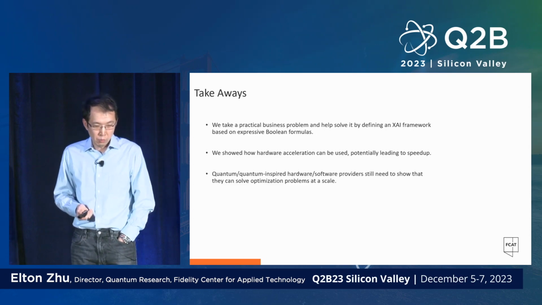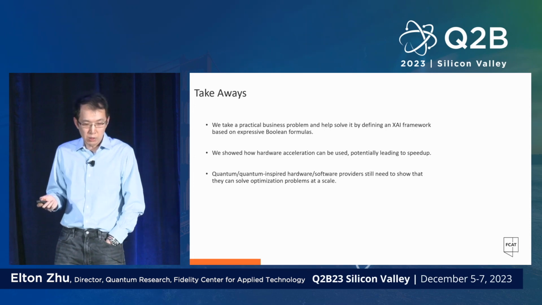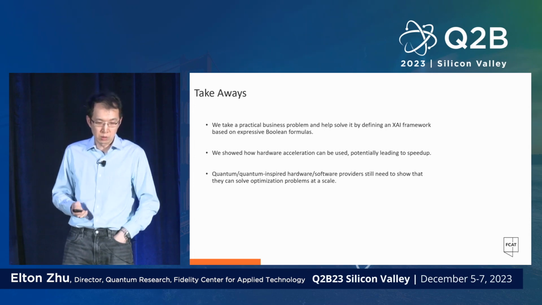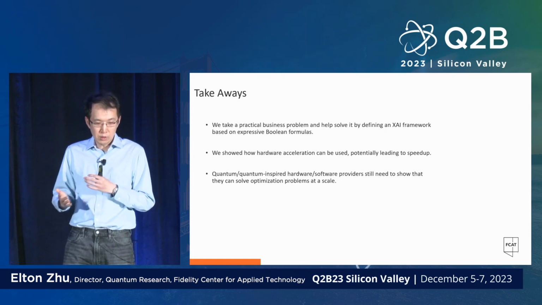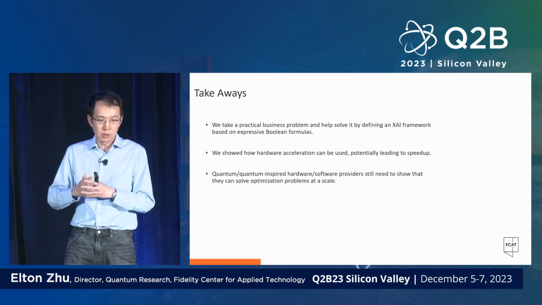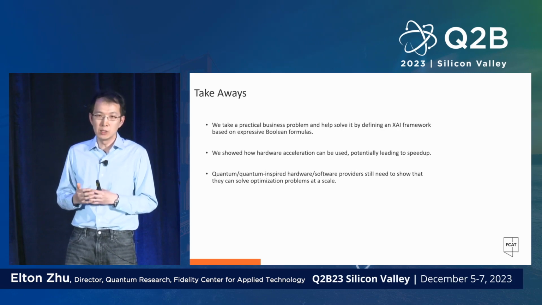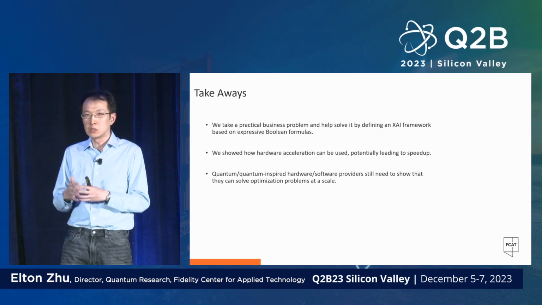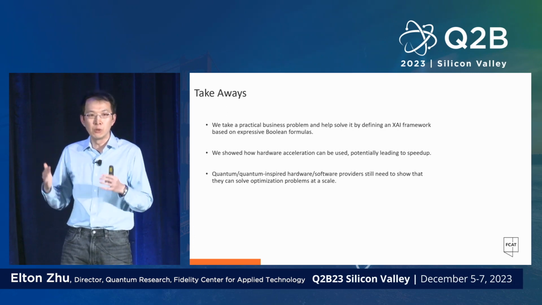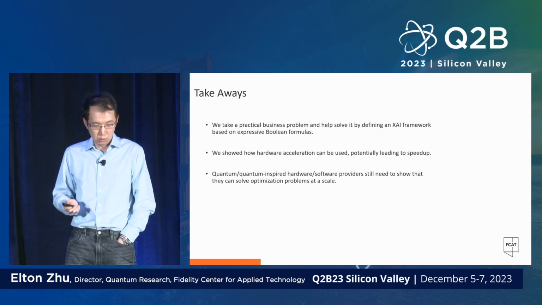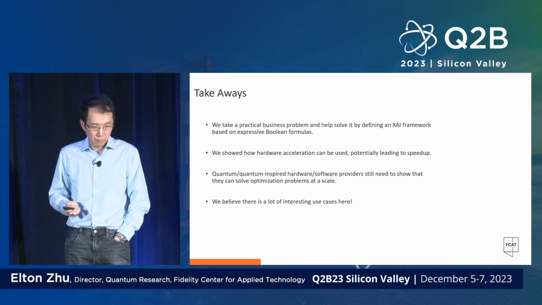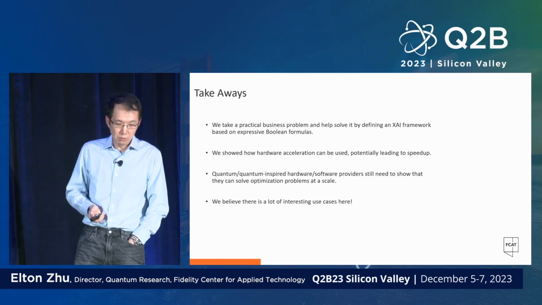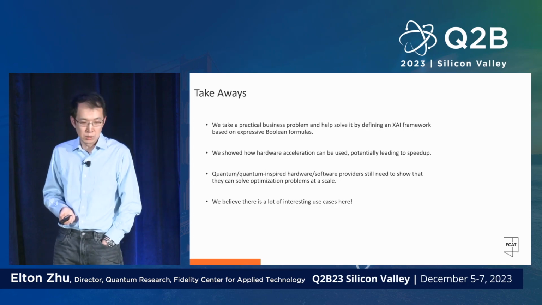So quantum-inspired hardware and software providers, of course, still have to show that they can solve these optimization problems at scale, because we're doing many iterations of that, and sometimes the search space can be a few hundred. So that's not a very small problem. And we believe there's a lot of interesting use cases here.